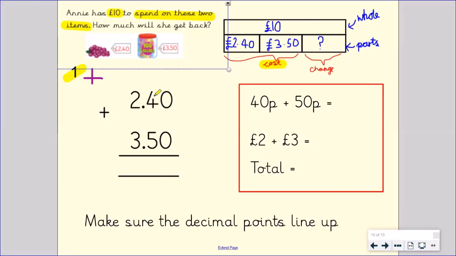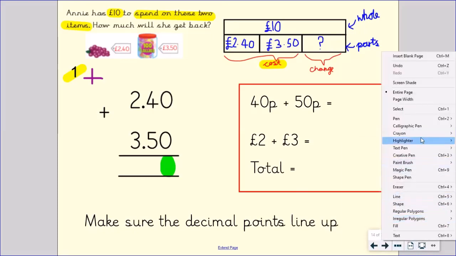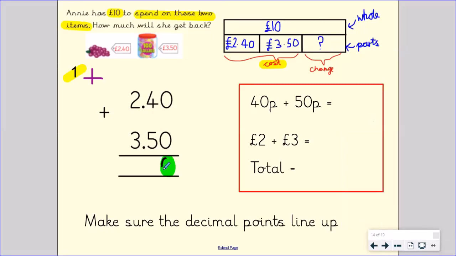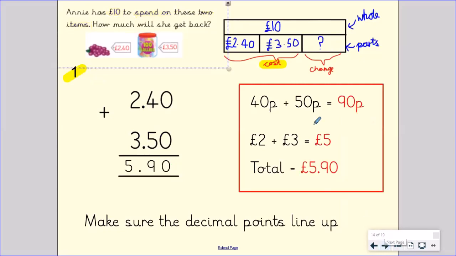Okay, so I've got both of them here. So if I'm doing my formal written method, I add 0 and 0 is 0. Oh, doing this in highlighter is not a great idea. Let's try that again. Okay, so 0 and 0 is 0. 4 plus 5 is 9. Don't forget to add the decimal point. 2 plus 3 is 5. Okay, and I will see that that is the same as if I do my partitioning. So 40 plus 50 is 90, 2 plus 3 is 5, put that together is £5.90.